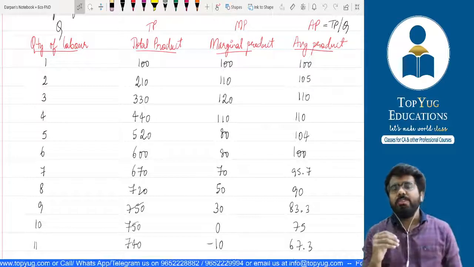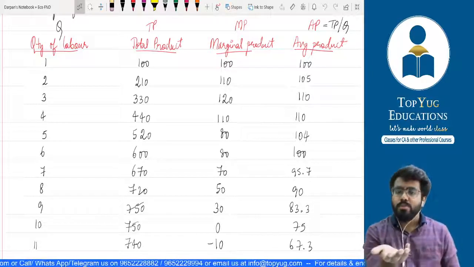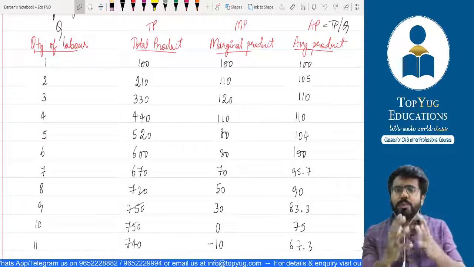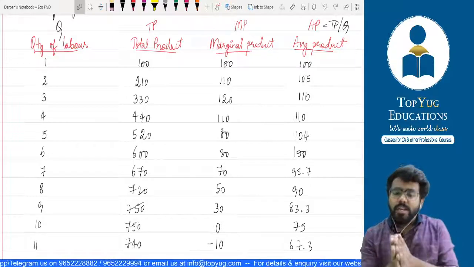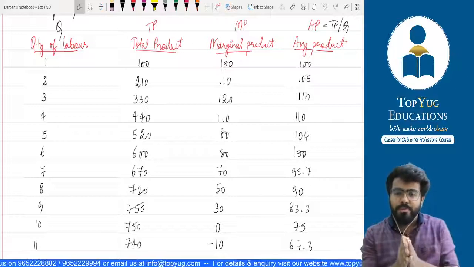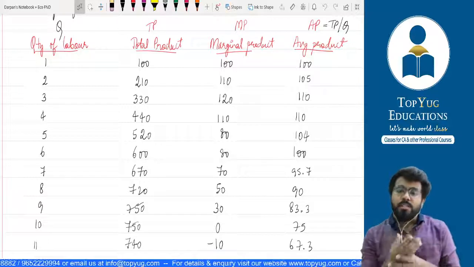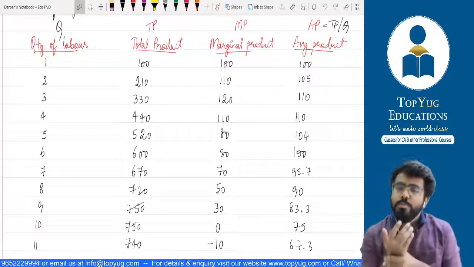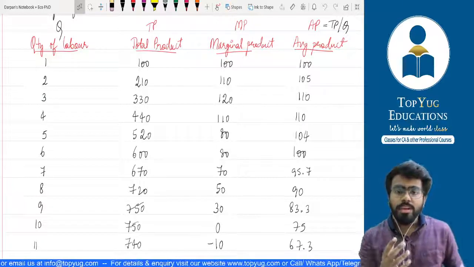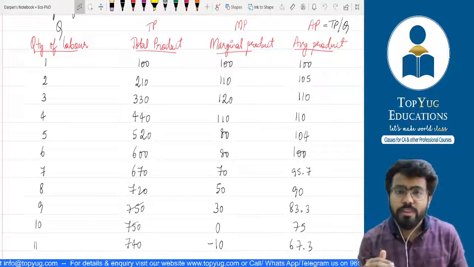Now the second unit of labor. What is the total product when the second unit of labor is also employed? The total product is the work done by both of them put together. Correct? The first labor and second labor together, the work they have done is nothing but the total product of two laborers. So the total product of two laborers came to 210. Okay? So how much is the marginal product of the second laborer? It is 110. Correct? That is 210 minus 100, which is 110.